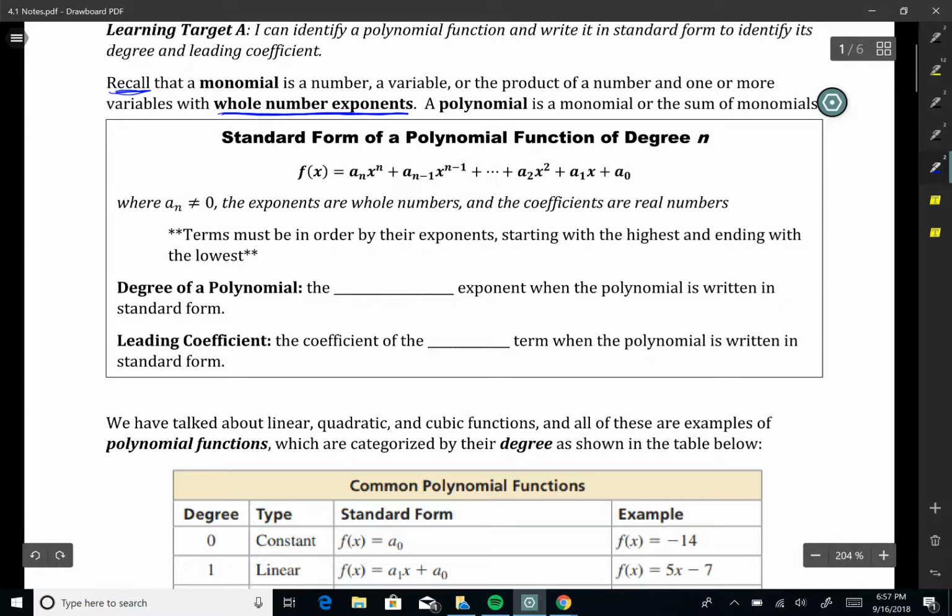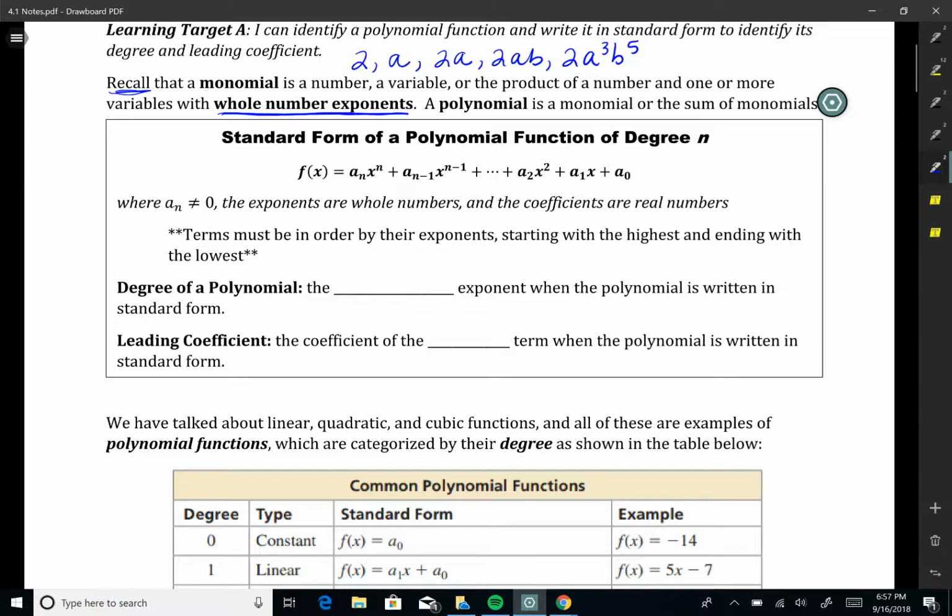So for instance, it could be a number. A monomial could be 2. It could be a variable. A monomial could be the variable a. Or it could be the product of a number and one or more variables with whole number exponents. So I could also have 2a, or 2ab, or 2a cubed b to the fifth. The point of this is all of these examples I've given you are just one term. There's no addition or subtraction sign separating them. And the big thing here is that they have whole number exponents.